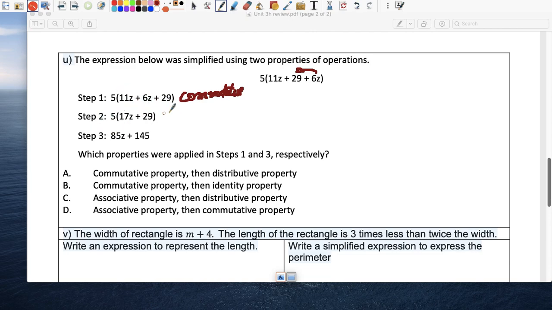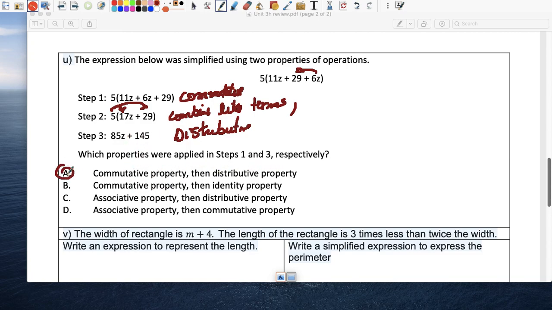Once they did that, they combined. So I'm going to write what they did here. They combined like terms. They combined the like terms first, 11z plus 6z, and then what did they do here? They did the distributive property, right? So combine like terms, and then distributive property. 5 times 17 is 85, and don't forget the z, and then 5 times 29 is 145. So the correct answer would be commutative property, then distributive property.